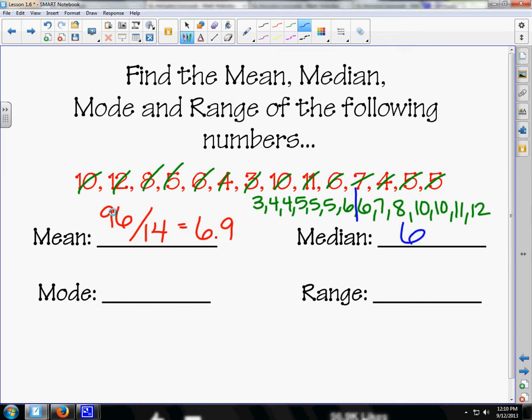The mode is the one that occurs the most, which is 5. And the range would be 12 minus 3, which is 9. So if you had these numbers and you wanted it to look like it was a large number, you'd use the range. If you wanted it to look like it was small, you'd use the mode.